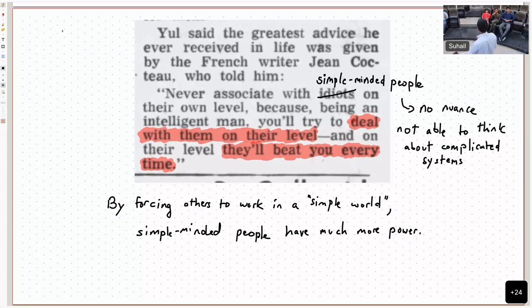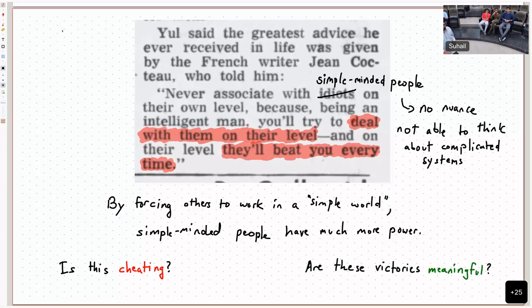But this raises two questions, obviously. If we can only say this in the simple world, is this cheating? Are we even allowed to do this? Are we allowed to take a complicated question and then work on it in a simple world? And the second question is, even if it's not cheating, even if it's allowed, is it meaningful? If we only manage to do something in a simple world, does it really mean something if it's not true in the complicated world that we actually care about?